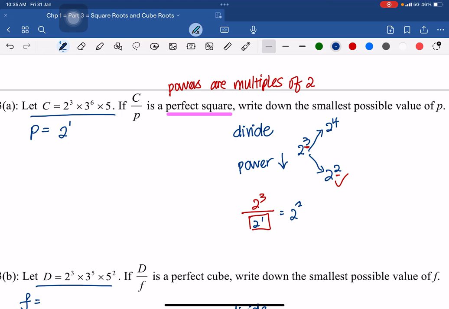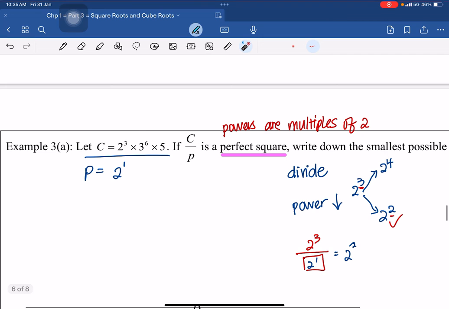Okay, so when I divide, my power needs to decrease. So I need to think, 2 to the power 3, what other factors do I need to take away, to remove, to divide away, so that my power can become 2 to the power 2. Okay, next one, 3 to the power 6. 3 to the power 6 is already a perfect square, so there's nothing I need to do to it.